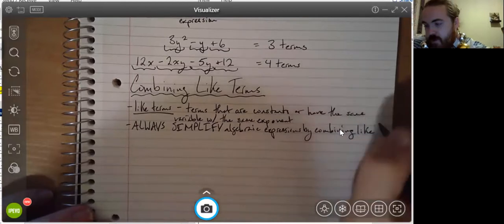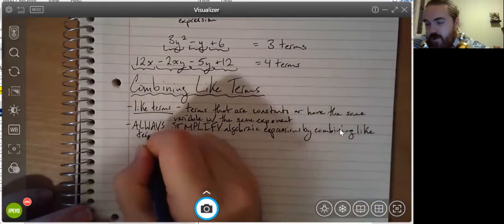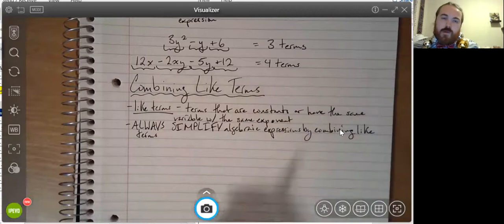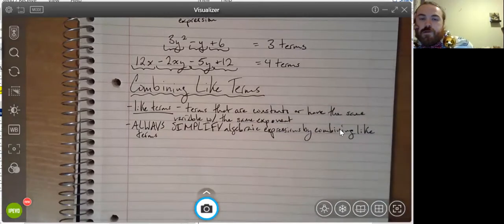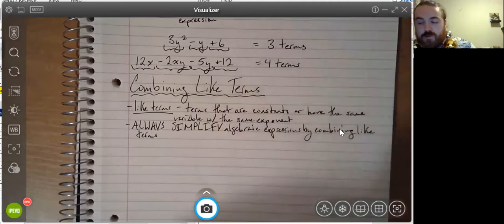There are a couple other things we can do to simplify it, such as if we have a number outside parentheses, distributing it inside, or if it's being divided by something that can be divided or canceled, finishing off division. But really the base idea behind simplifying is combining like terms. You always need to combine like terms.